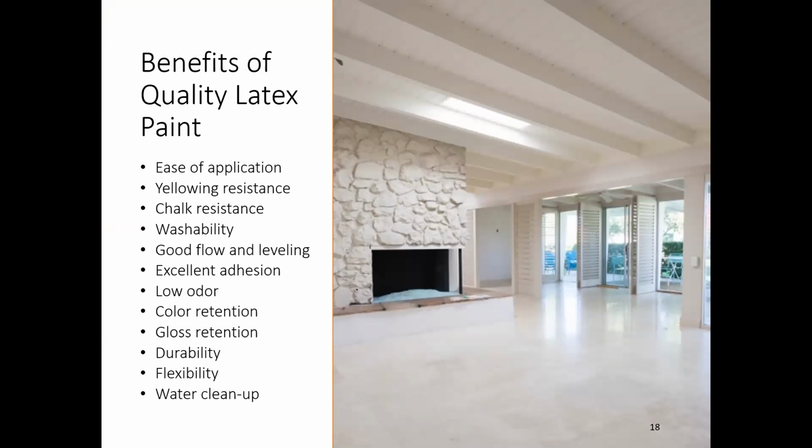Now, here are some of the benefits of latex paint. Boy, is it easy to use. And the old alkyds would yellow. After a few years, that white paint would have a yellow sheen to it. So it just didn't look great after a while. There's also resistance to chalking, because chalking is caused by oxidation. The latex paints don't cure like that, so they don't chalk as much. They're more washable, with good flow and leveling, great adhesion. They are low odor. And here's the thing, the color and gloss retention is excellent with these latex paints.